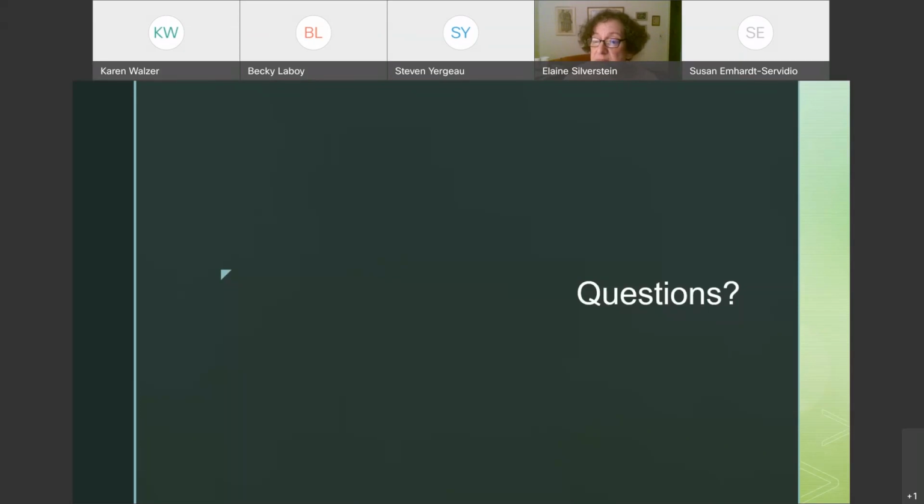Someone has a deer question. What do you advise to deter deer when the plants are tiny and delicious? Well, they're always delicious. Wire cages work, or fencing, but it has to be high.